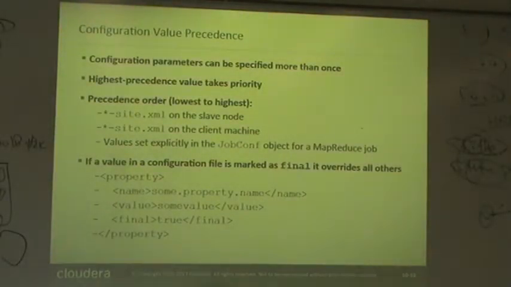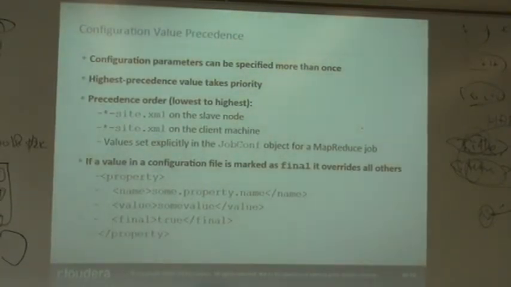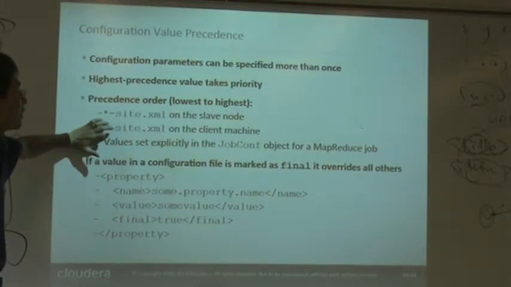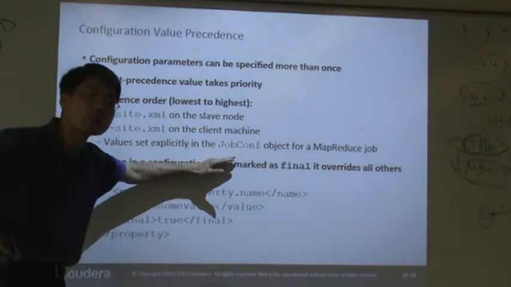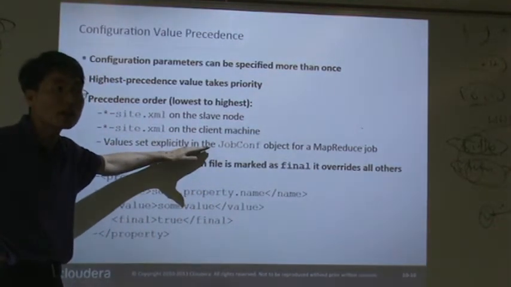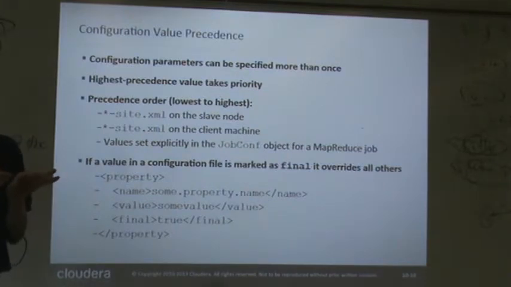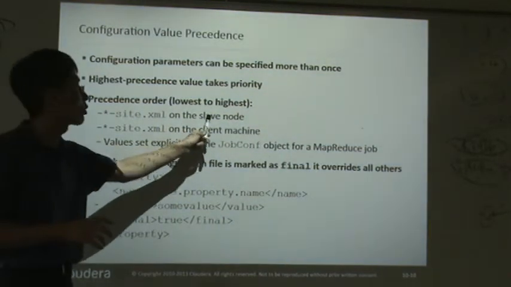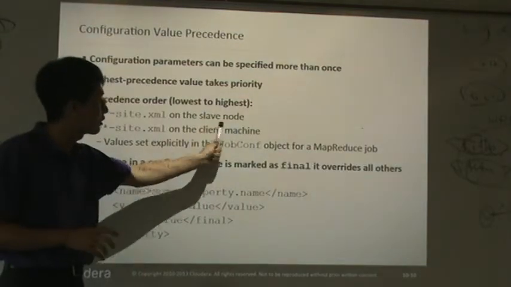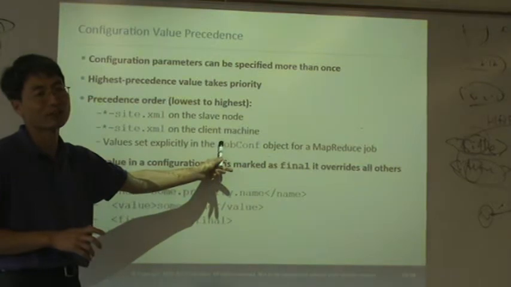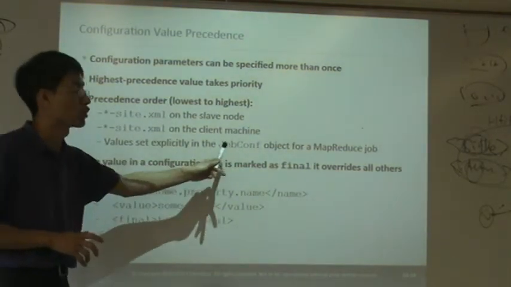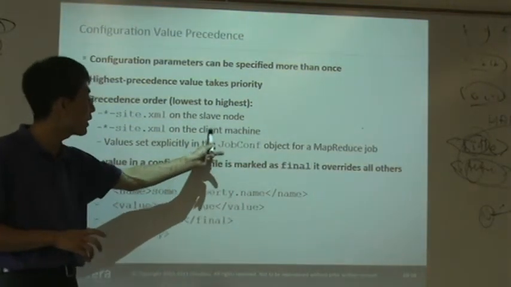However, you can configure the same parameter in different ways. One is in the site.xml on the slave node, you can set the same value on the client node, or you can even set the same parameter when you submit your job. Which one is the most prioritized? Which one will be selected when you configure all of these? The job configuration, then this one, then this one.